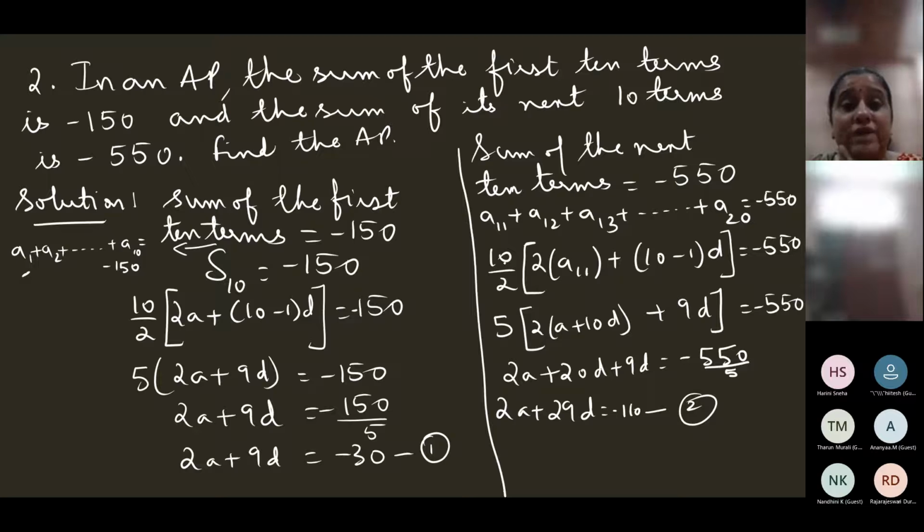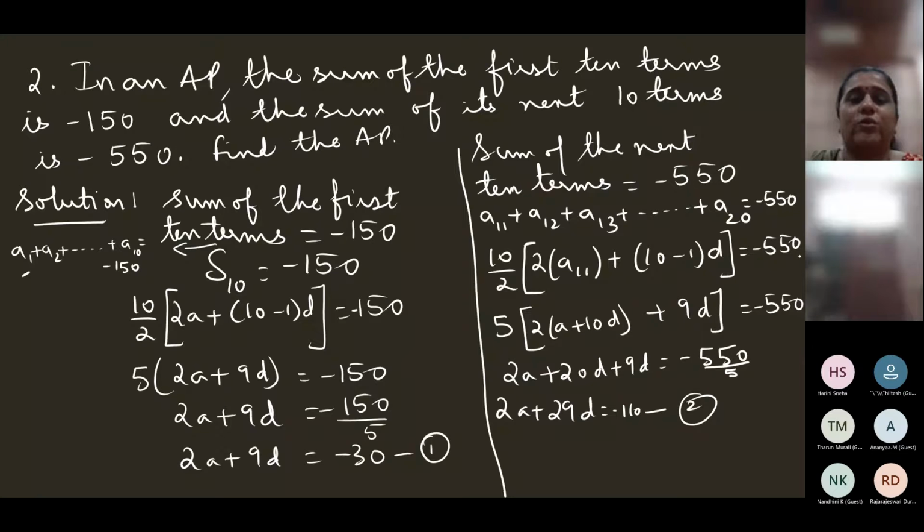So n by 2, 10 by 2, not 20 by 2, 10 by 2 of 2a, where a is the first term here, the 11th term. 2 times the 11th term, plus n minus 1. N is how many terms you are adding? 10 terms. So 10 minus 1 into d, d is d only, is equal to minus 550. This is the only difference.